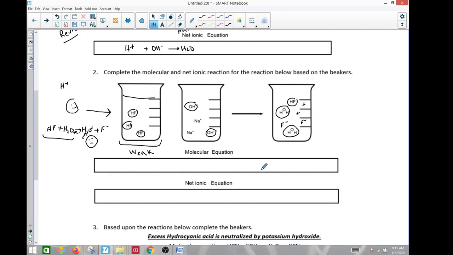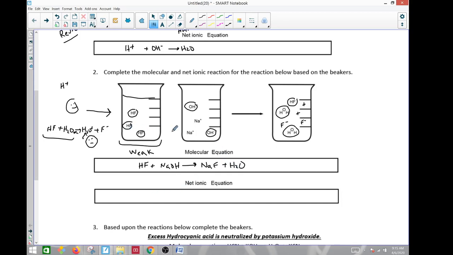So how would we write this out? Well, it's just going to be HF plus NaOH yields NaF plus H2O. There we go.